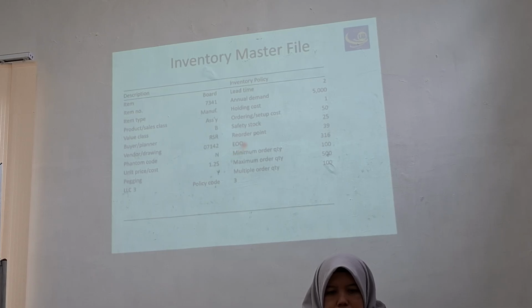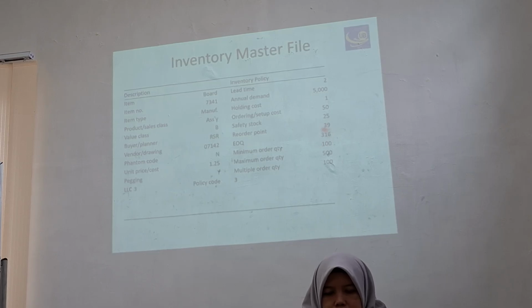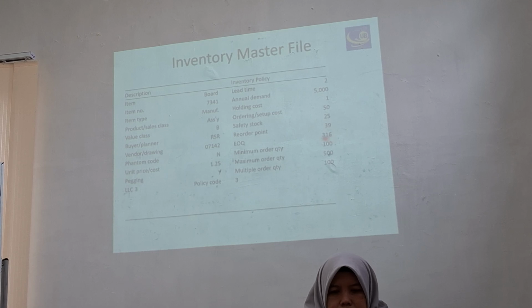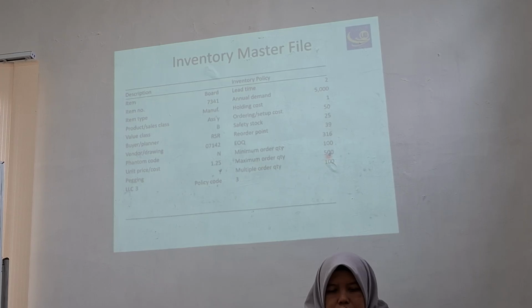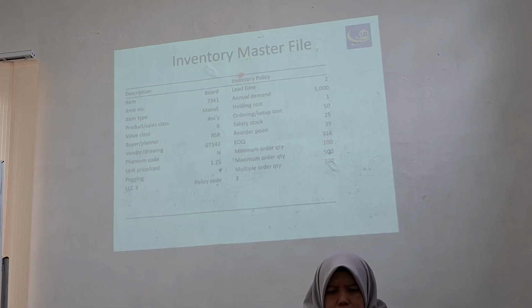EOQ, economic order quantity. In one order, we order 316 units. Minimum order quantity 100, maximum order quantity 500, multiple order quantity 100. So this is made with the inventory policy.